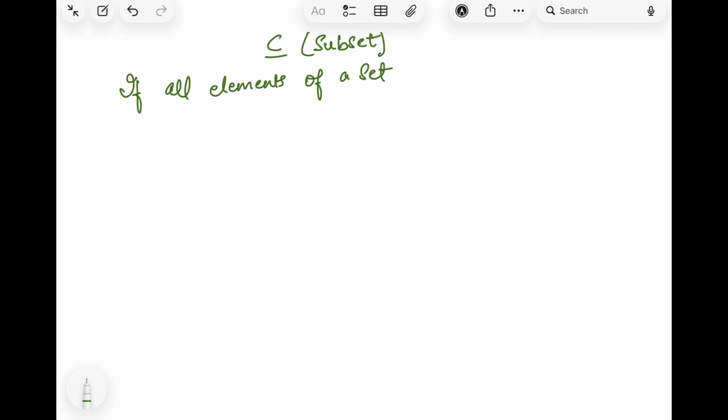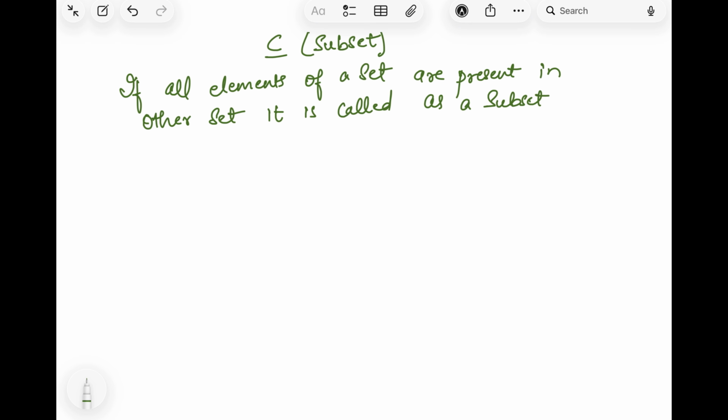Okay, now the next symbol which we are going to study is this. This symbol is for subset. Like we had a symbol in the previous slide for belongs to, does not belong to, and empty set, right? So we have one more symbol which says subset. Now what is the meaning of subset? Okay, if we say all elements of a set are present in the other set, then it is called a subset.